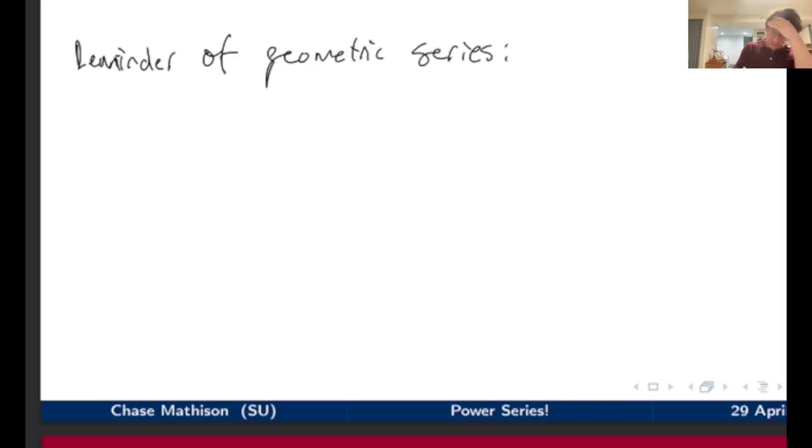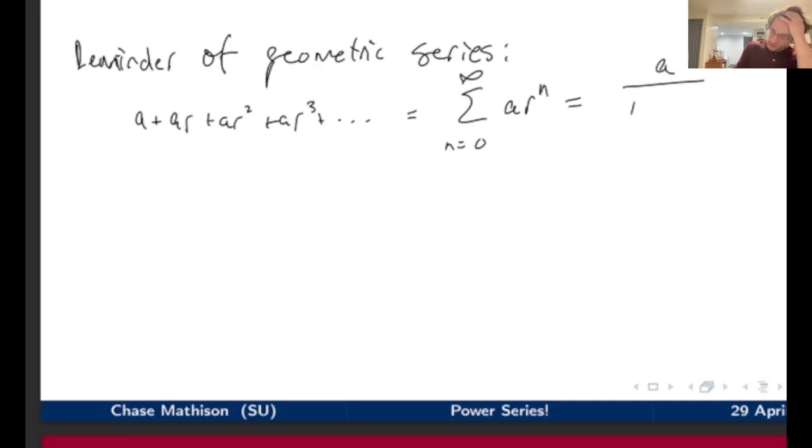So as a reminder of the geometric series: it looks like a plus ar plus ar squared plus ar cubed, and so on, which is the sum n equals 0 to infinity of a times r to the n. We know that that converges to a over 1 minus r if the absolute value of r is less than 1.